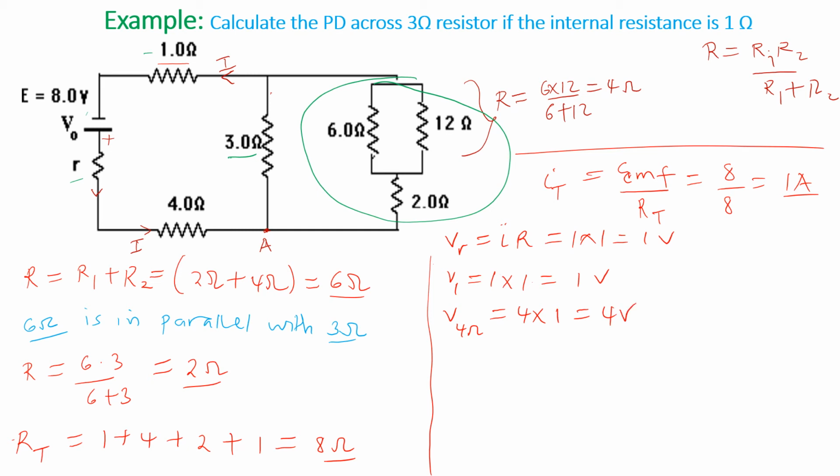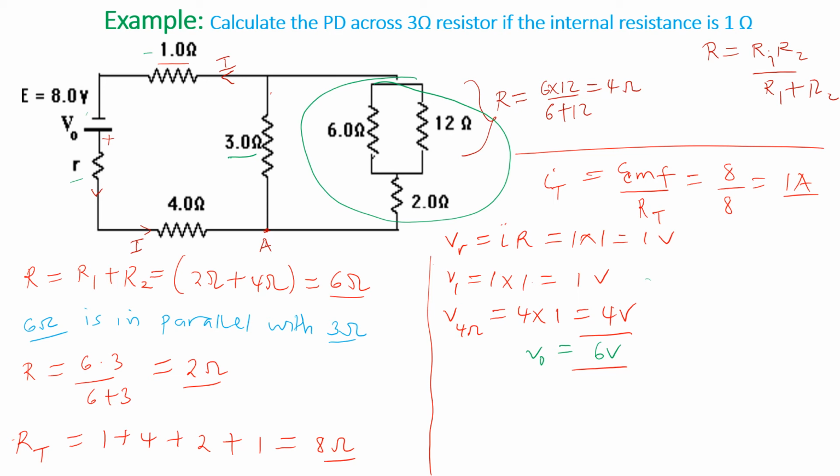So we have all those 3 resistors. Let's add. Let's say that the voltage across them is V0. When we add, we have 1 plus 1, 2, plus 4, that is 6. So that is 6 volts. So the PD across all of them is 6 volts. What is the remaining voltage?